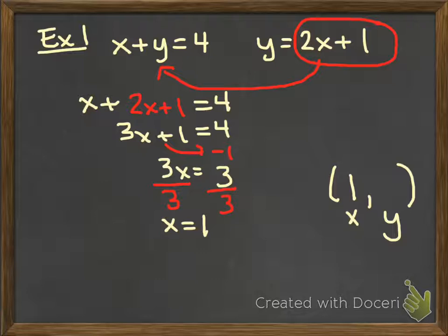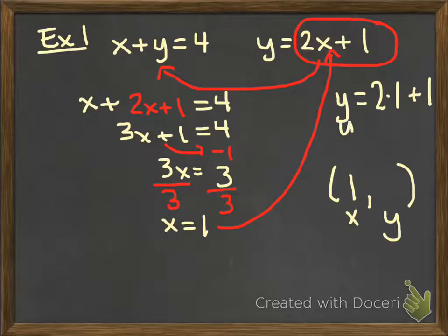Okay, now to find what y equals, remember that part that we circled, 2x plus 1? Well, we know what x is. x is 1. So now I can just plug that in to find out what y equals. So now I know that x is 1, y equals 2 times 1 plus 1, so y equals 2 plus 1, which is 3. So the y coordinate is 3. So the point of intersection is 1, 3.